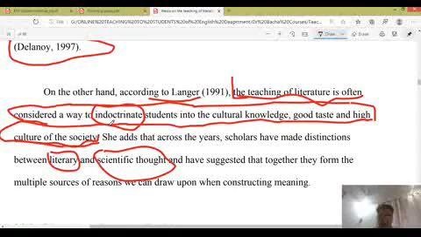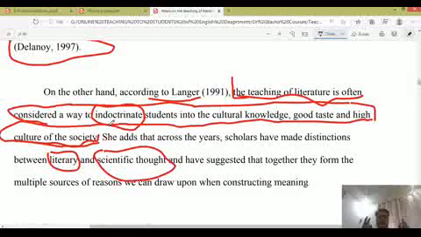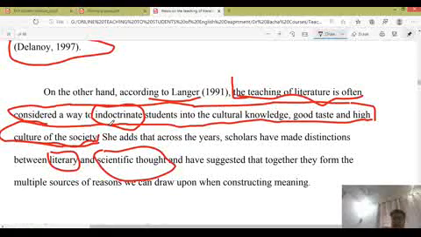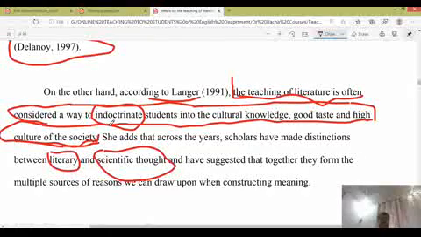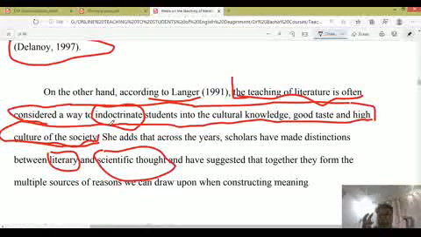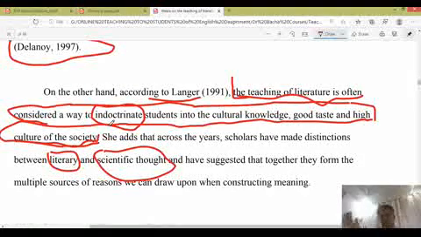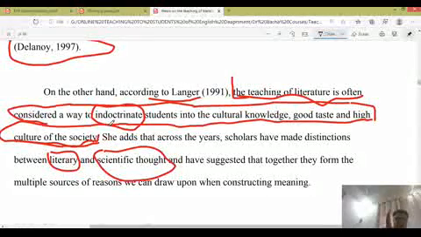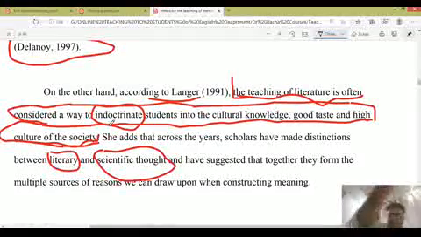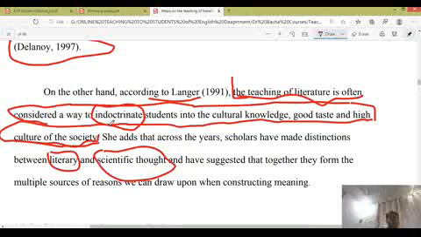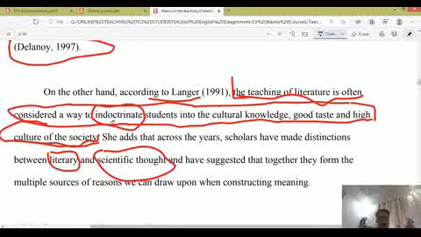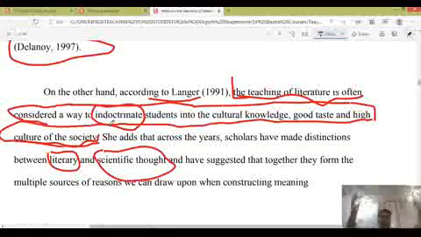According to Langer, the teaching of literature is often considered a way to indoctrinate. Indoctrinate means to inculcate, to put ideas into the minds of students, and to indoctrinate students into the cultural knowledge, good taste, and high culture of society. Like the functions of literature, it has to be done within the context of that cultural knowledge that everybody has, and good taste has to be developed, along with the high culture, high morals and high values of society.